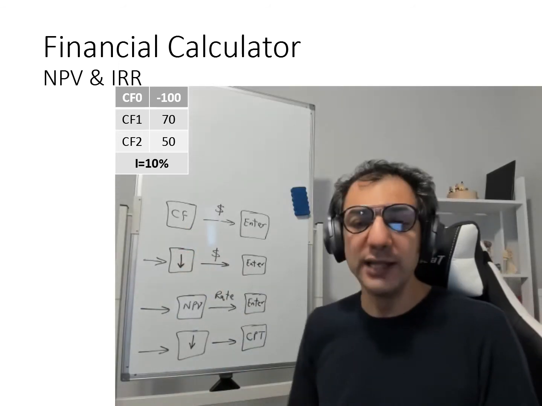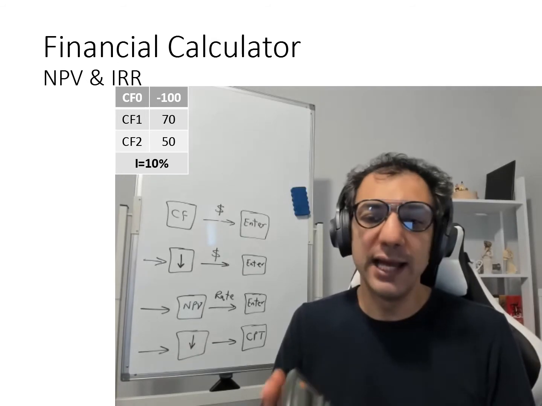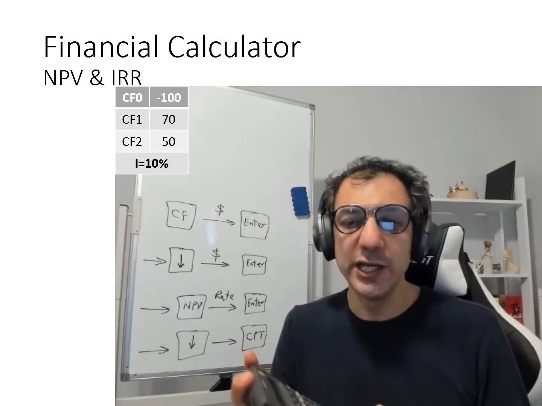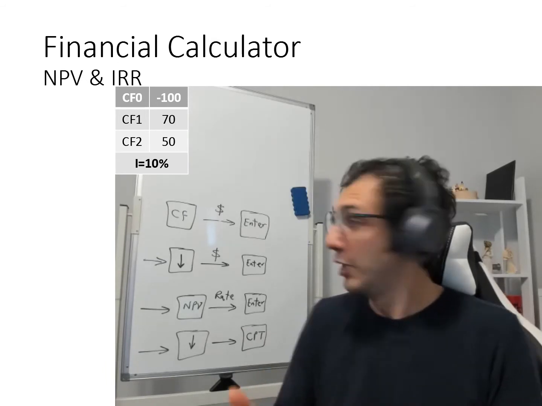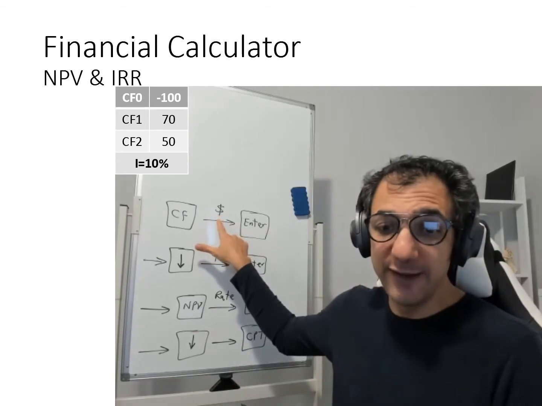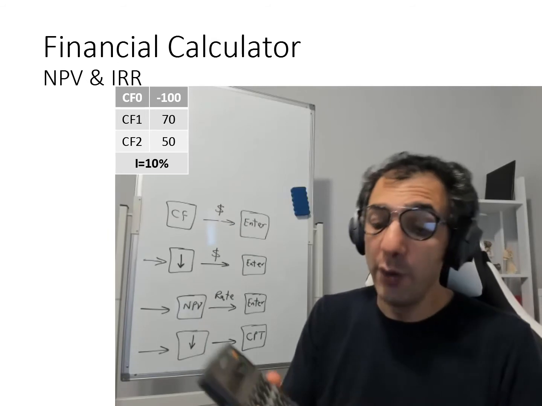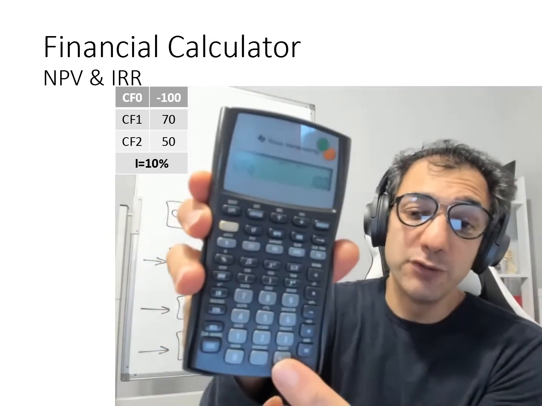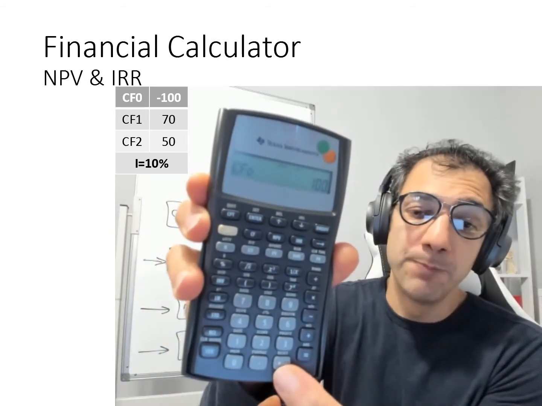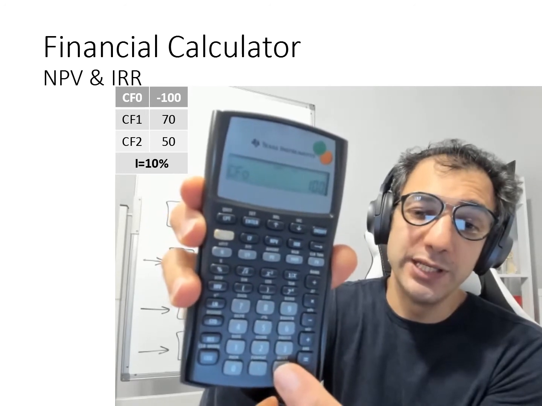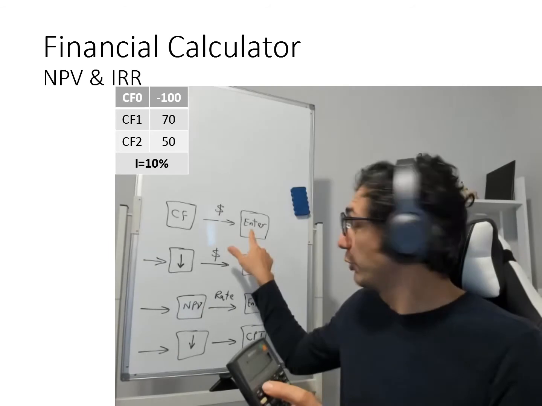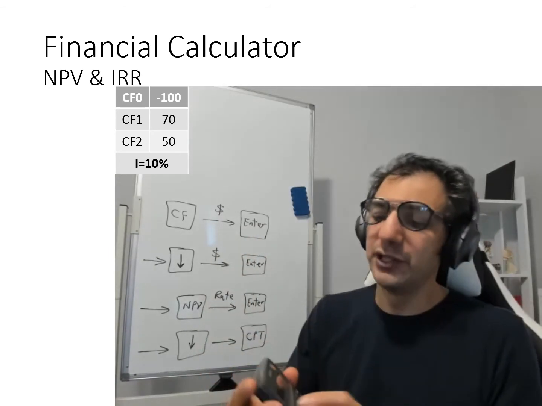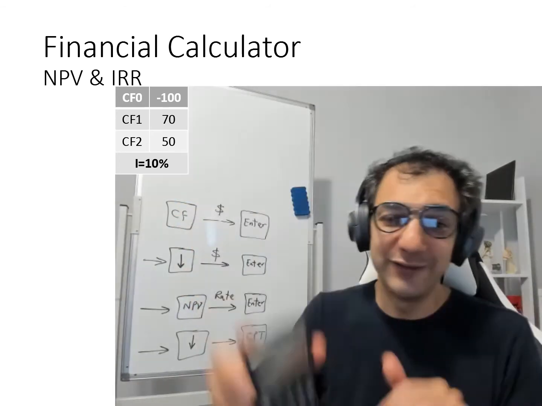As soon as you hit the CF, it's showing the CF0, which is your initial investment. So what is that? It is $100. You enter the dollar value, which is 100. However, this is $100 negative, so you have to hit the plus-minus button here. As you see, it gives you minus 100. Don't forget to hit the enter key after that to enter the number. Now you have the initial investment.